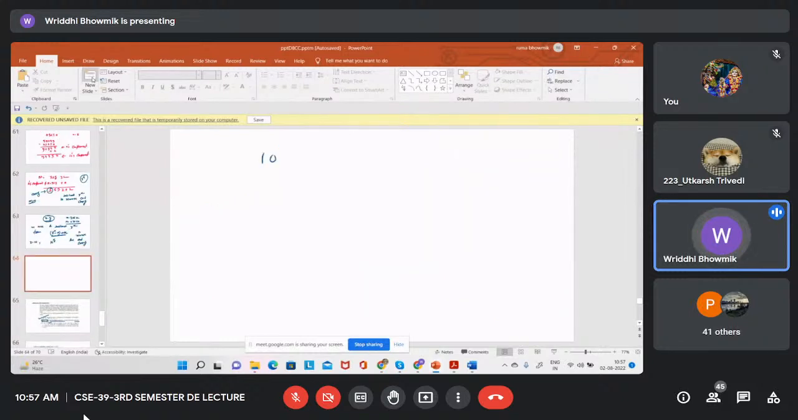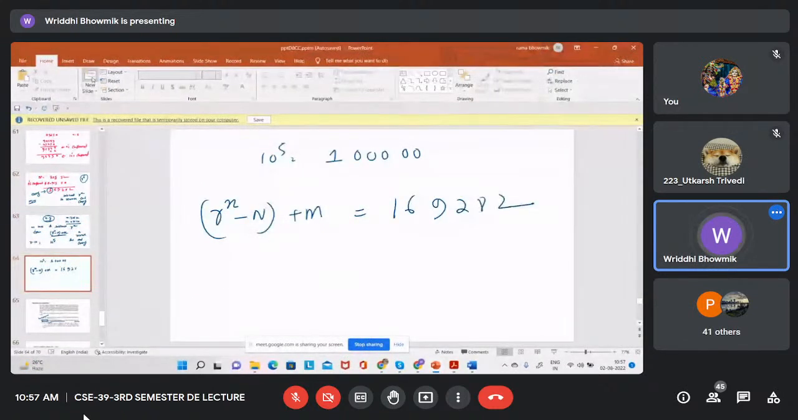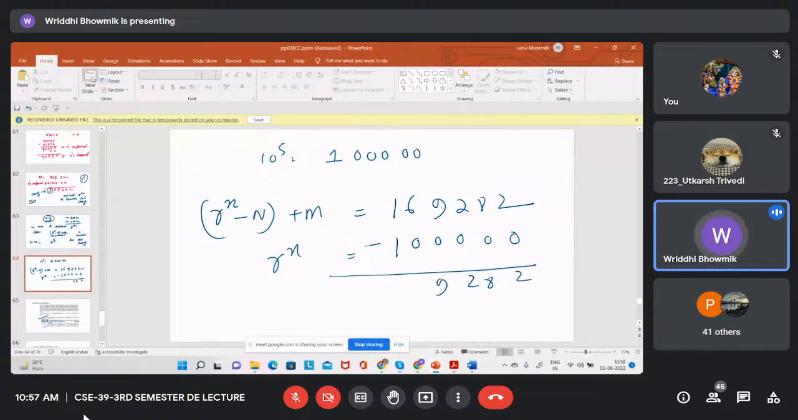10 to the power 5 means 1 followed by 5 zeros. So r to the power n minus N plus M was 169282, and r to the power n is 1 followed by 5 zeros. Subtract this, so you have 69,282. This is the result of M minus N. In this way, the digital computer performs the subtraction.